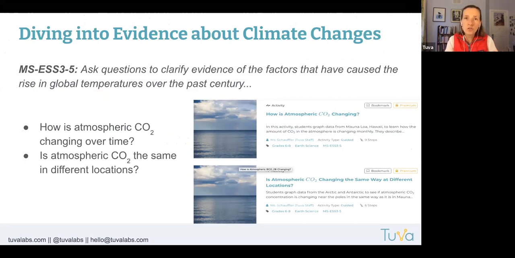But in order to do this, our students need to have an understanding of what's going on with those drivers that impact global temperatures over time as well. So we could use data to ask questions like, how is atmospheric carbon dioxide changing over time? Or is atmospheric carbon dioxide the same or similar in different locations across our globe?